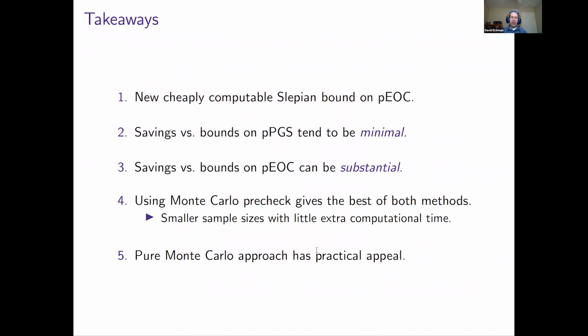So the main takeaways or contributions from these ideas here are that we came up with a cheaply computable Slepian bound on posterior EOC, as well as a double integral for posterior EOC. We observed that savings relative to using bounds on posterior PGS tended to be minimal, which was a surprise to us, but the savings from using the exact quantity versus bounds on posterior EOC can be quite substantial here. And you're actually able to pick up those savings at a little extra computational effort by using a Monte Carlo estimator to pre-check the stopping rule.